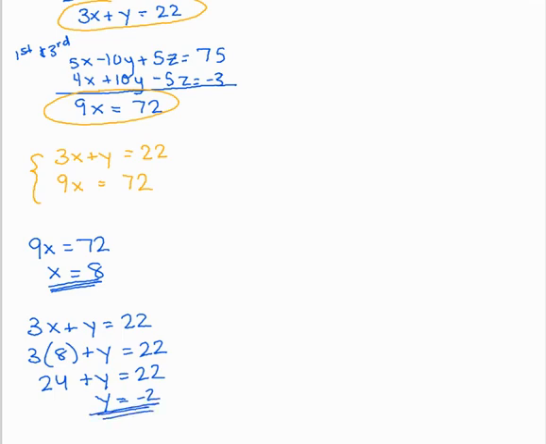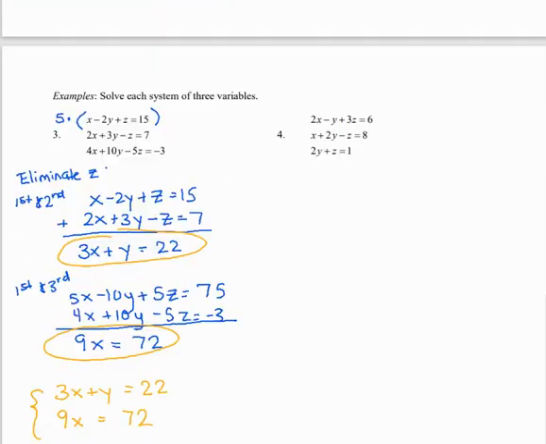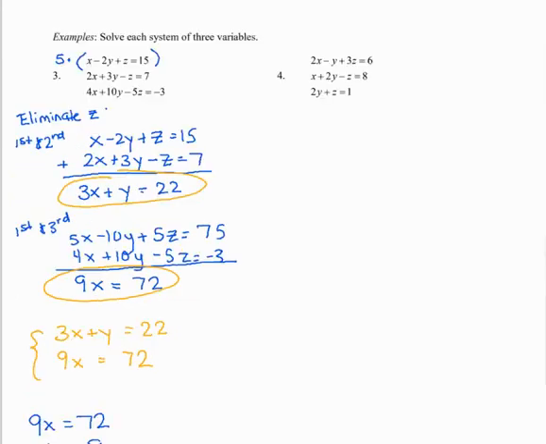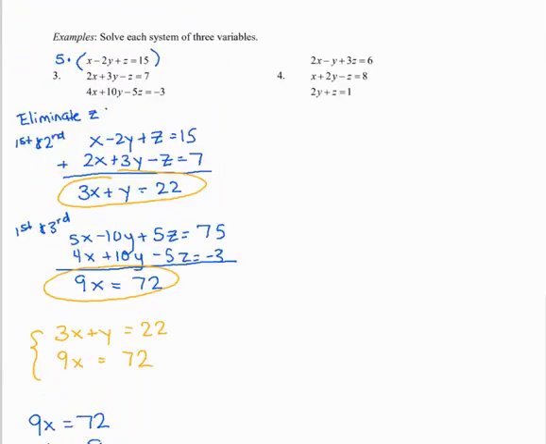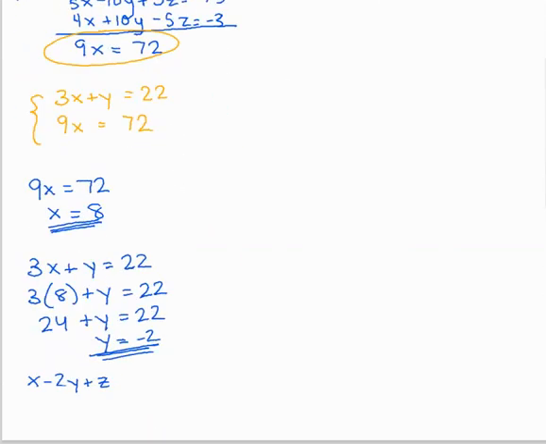Last but not least, we need to find z. So how can I find z? Go back to one of the original equations. I'm going to use the first one because it has the least amount of numbers and work to do. So it says x minus 2y plus z equals 15. And I'll plug in what we've gotten for x and y. So that means 8 minus 2 times negative 2 plus z equals 15. This will become 12 plus z equals 15. So that means z will equal 3.